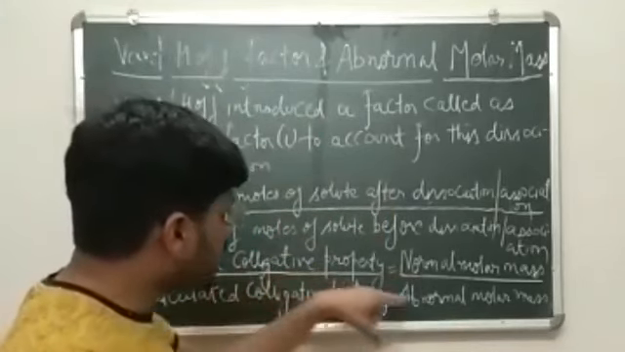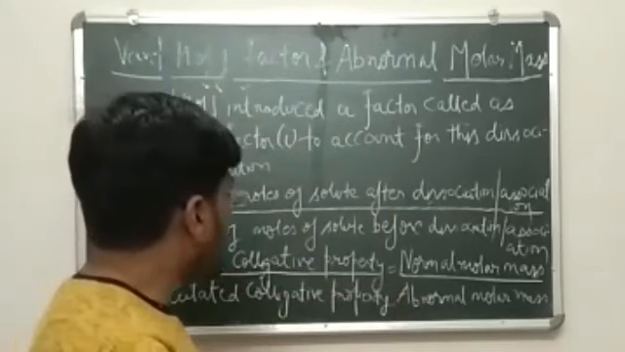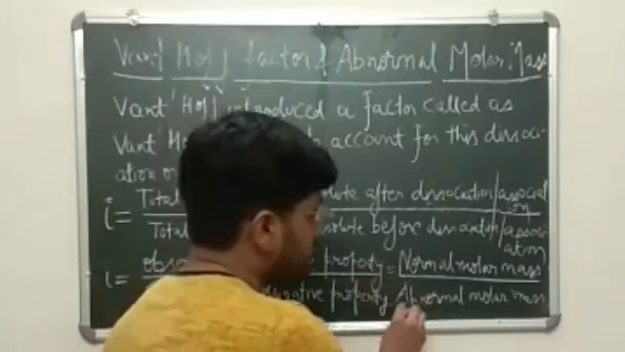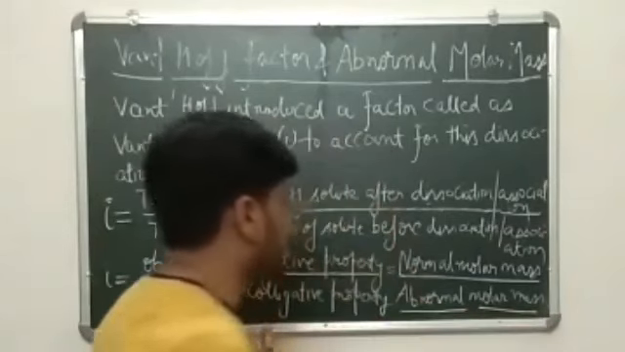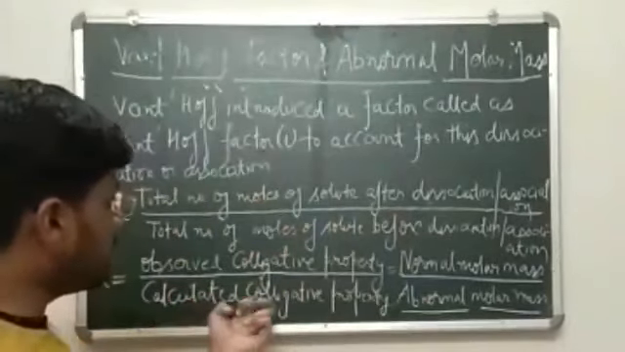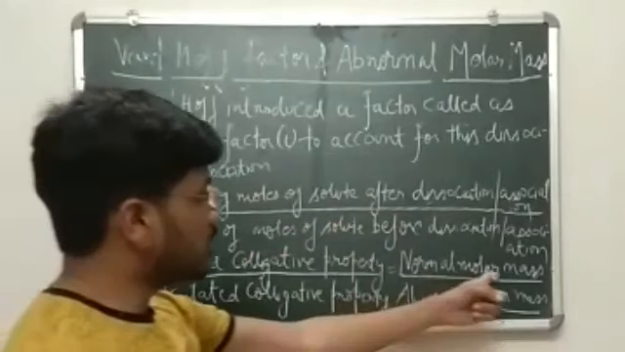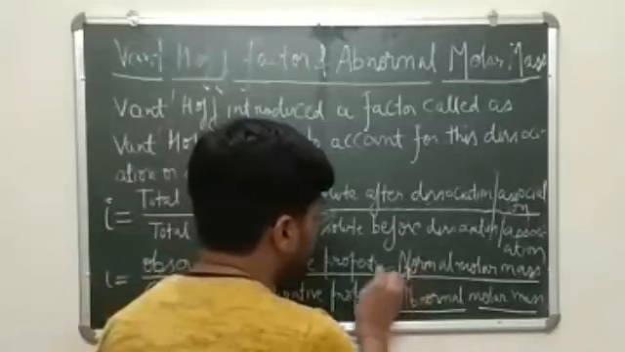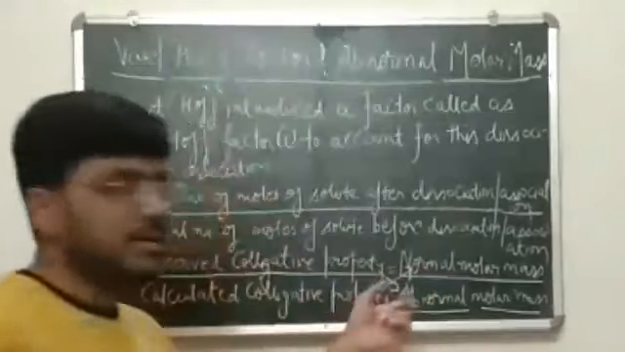Or, we know that colligative property is inversely proportional to the molar mass. So the molar mass which we will get according to the observed colligative property is abnormal, so it is written in the denominator. And the calculated colligative property corresponds to the normal molar mass, so it is written here, since they are inversely related to each other.